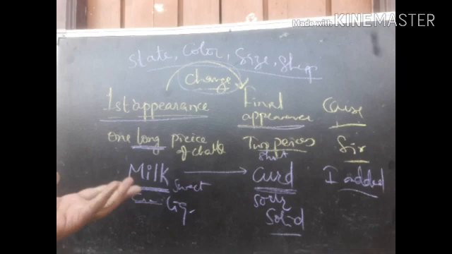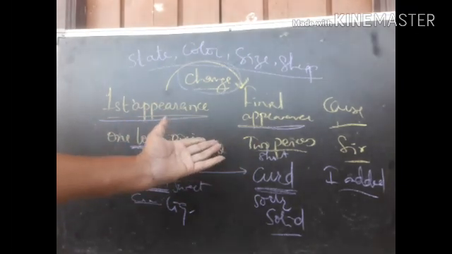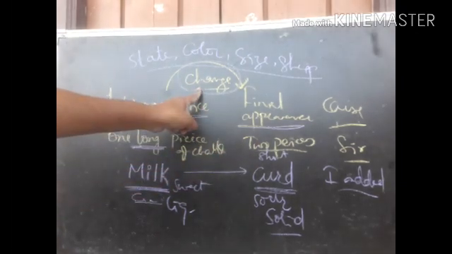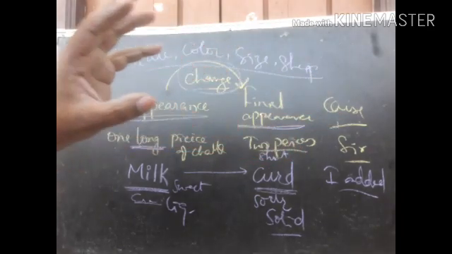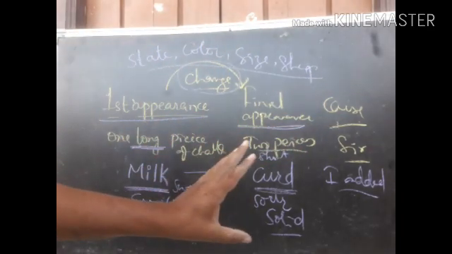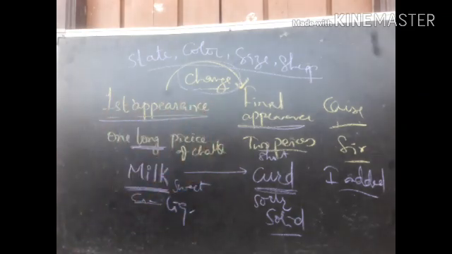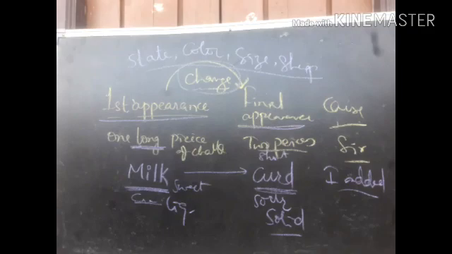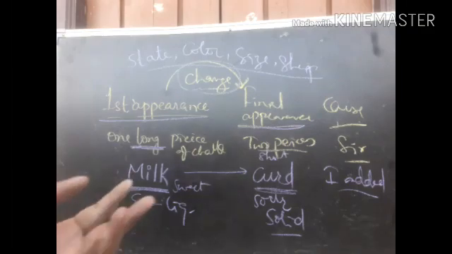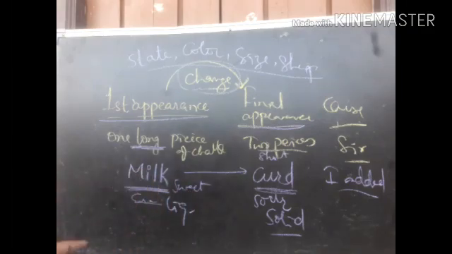And how is it possible to get the change? Change is possible because of a cause. So there is a particular cause for a particular change. For every change there is a cause. Even you can apply this in your real life.